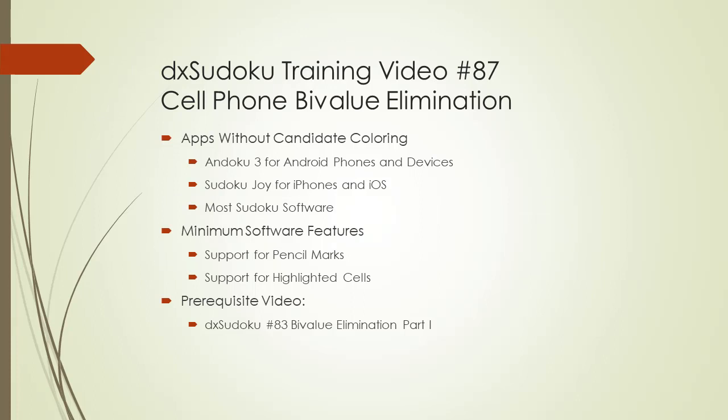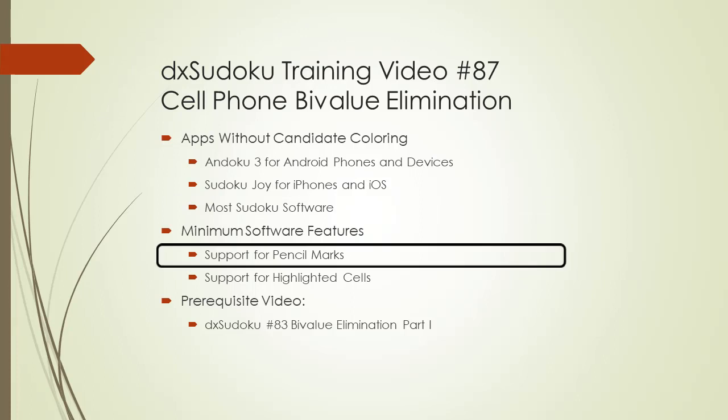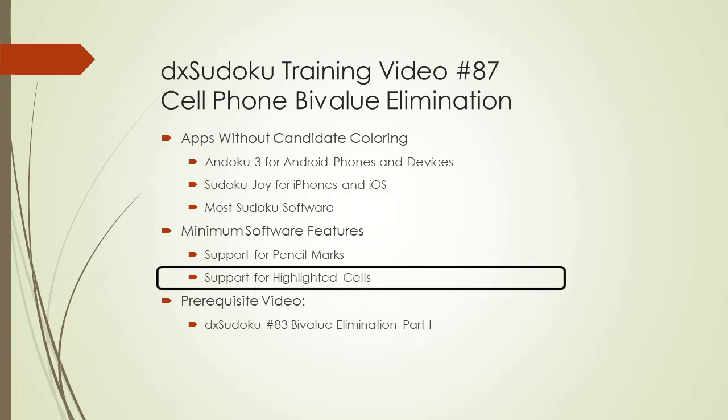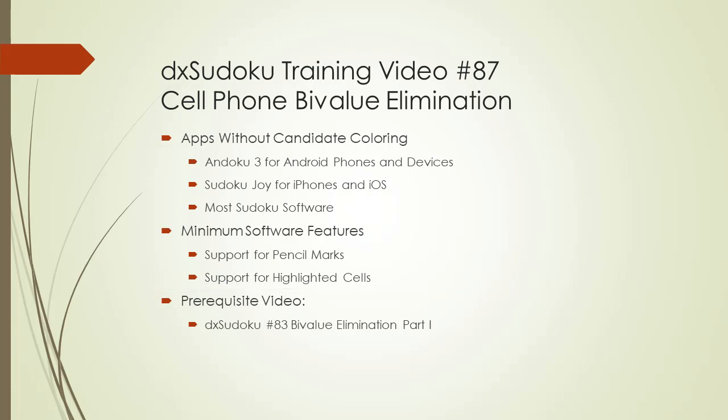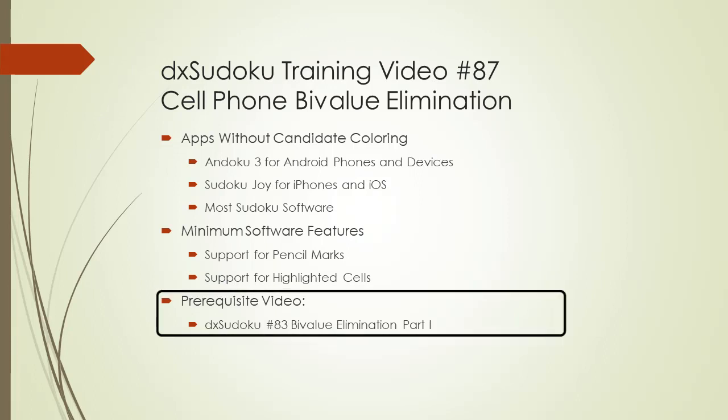A minimum of what is needed for using by-value elimination is the ability to put in pencil marks. Ideally, it would be nice if the app supported automatic pencil mark computation like Endoku 3 and Sudoku Joy. Also, a minimum software feature needed is the ability to highlight all the cells having a particular pencil mark in it. As a prerequisite for this video, watch dxSudoku video number 83 on by-value elimination.